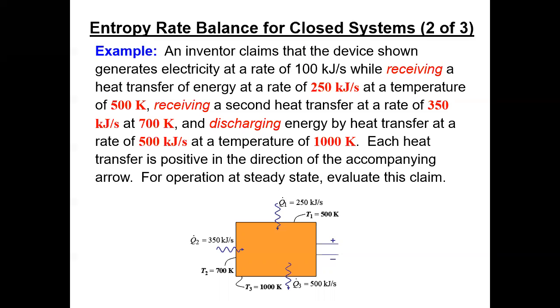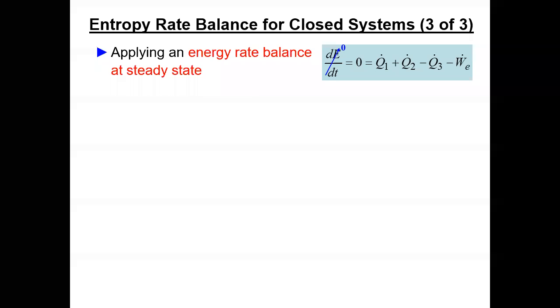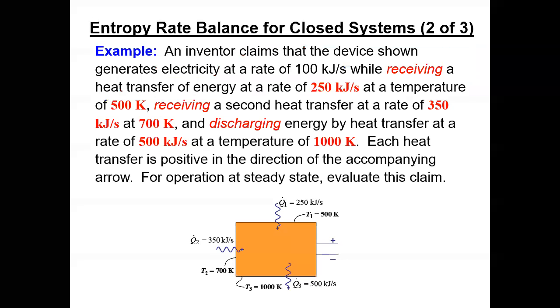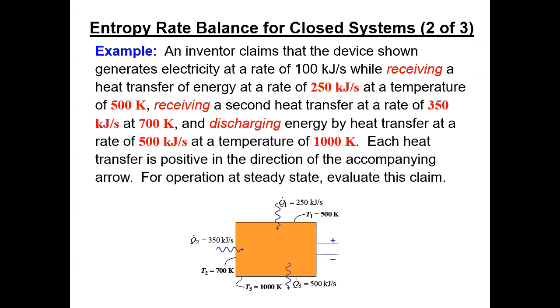Are you going to give this guy a patent on this thing? Your reputation is on the line. You got to sign off on it or reject it. Well, the first thing you do is the energy balance. When you plug all that in, you put all the heat transfers in: plus 250 plus 350 minus 500 equals 100 kilojoules a second. And that's what he says he's producing, so his energy balance works. So it's possible in terms of the first law.